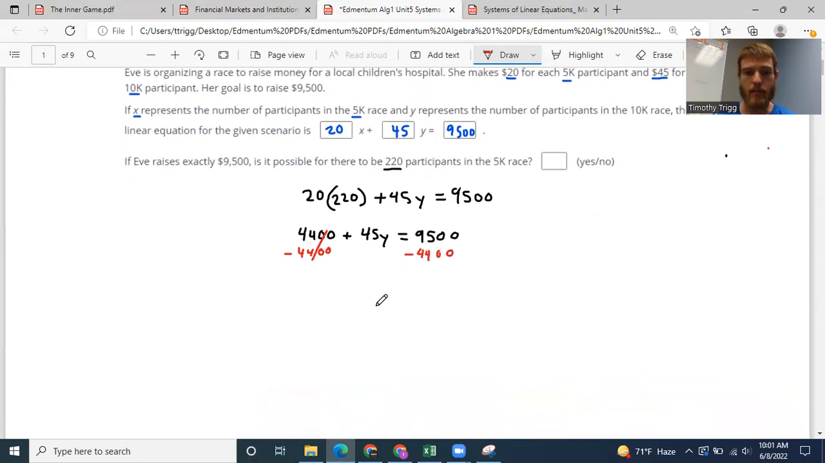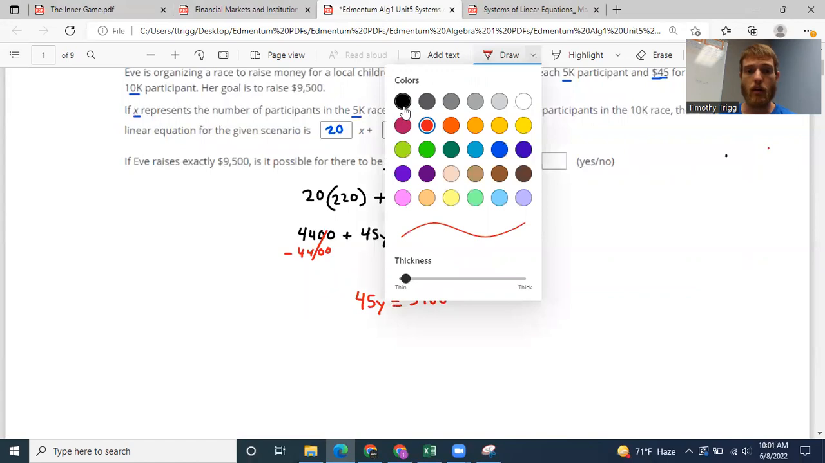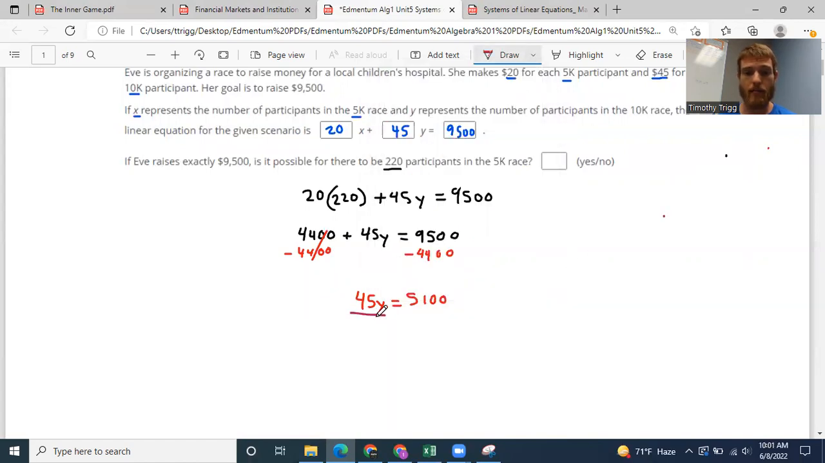So let's solve for y here. So get y by itself. That gives us 45y equals 5,100. Divide both sides by 45 in order to get y by itself. Gives us that y equals, and let's see if this divides evenly. I've got my calculator here, 5100 divided by 45.